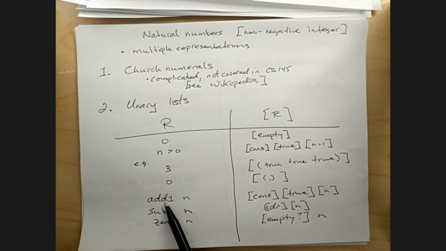So add 1 is really easy to do. You have a number represented by a list of length n. You can build the number n plus 1 just by consing true onto that list. You make it 1 longer, and therefore it represents a bigger number. Subtracting 1, you just take the cdr. Make the list 1 shorter. 0 is when the list is empty. So this is an exceptionally simple way to implement numbers, once you've figured out lists and recursion and so on.